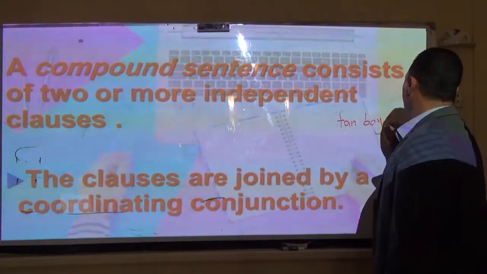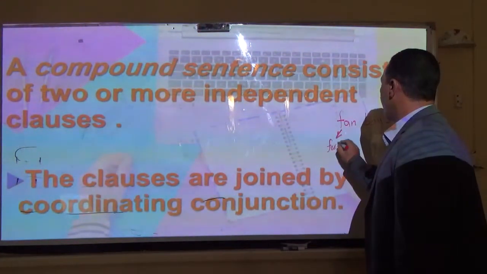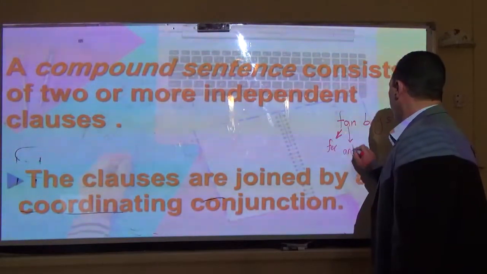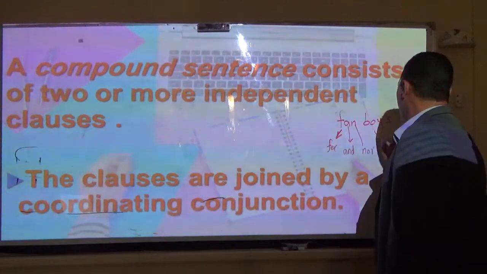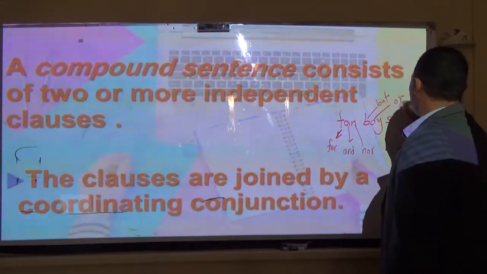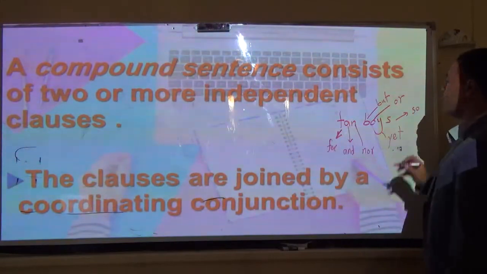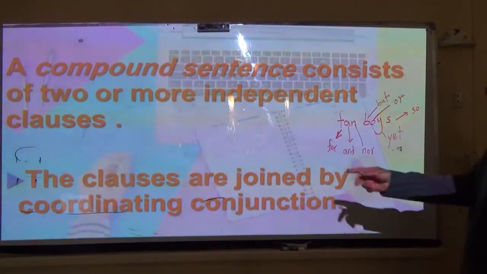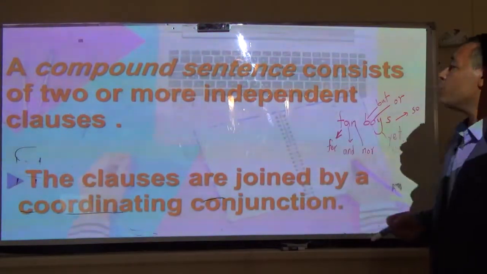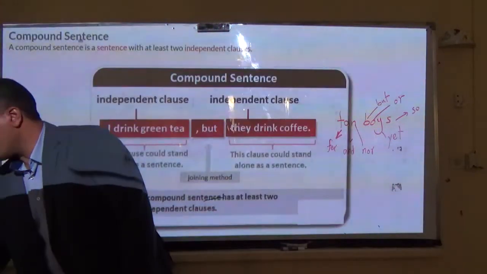If we look at this word, F refers to for, A and, N nor, B but, O or, Y yet, S so. So these are what we call coordinating conjunctions. So a compound sentence consists of two or more independent clauses. Here are some examples.